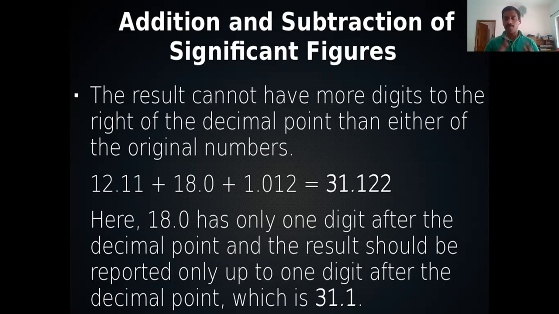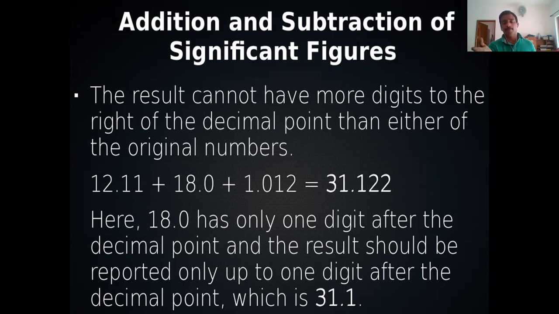So it is the important thing related to addition and subtraction. If it is addition or subtraction, you have to consider the smallest number of digits after the decimal point. Then the result also should have that particular number. From the example, I think it is very clear. Here 18.0 has only one digit, so the result also should have only one digit after the decimal point.